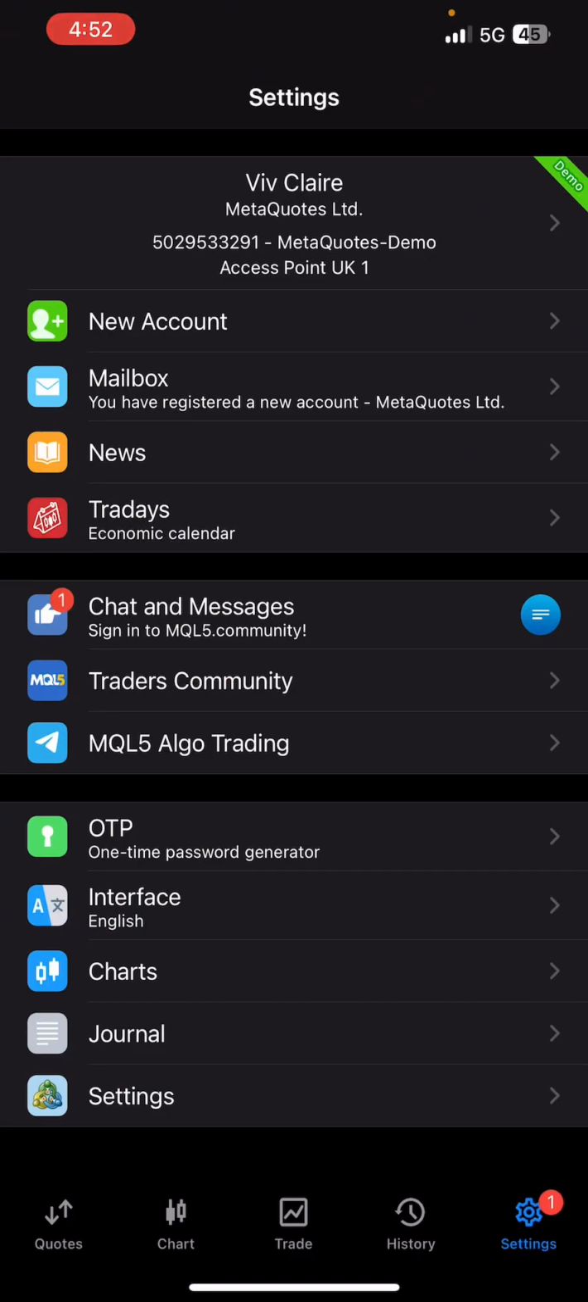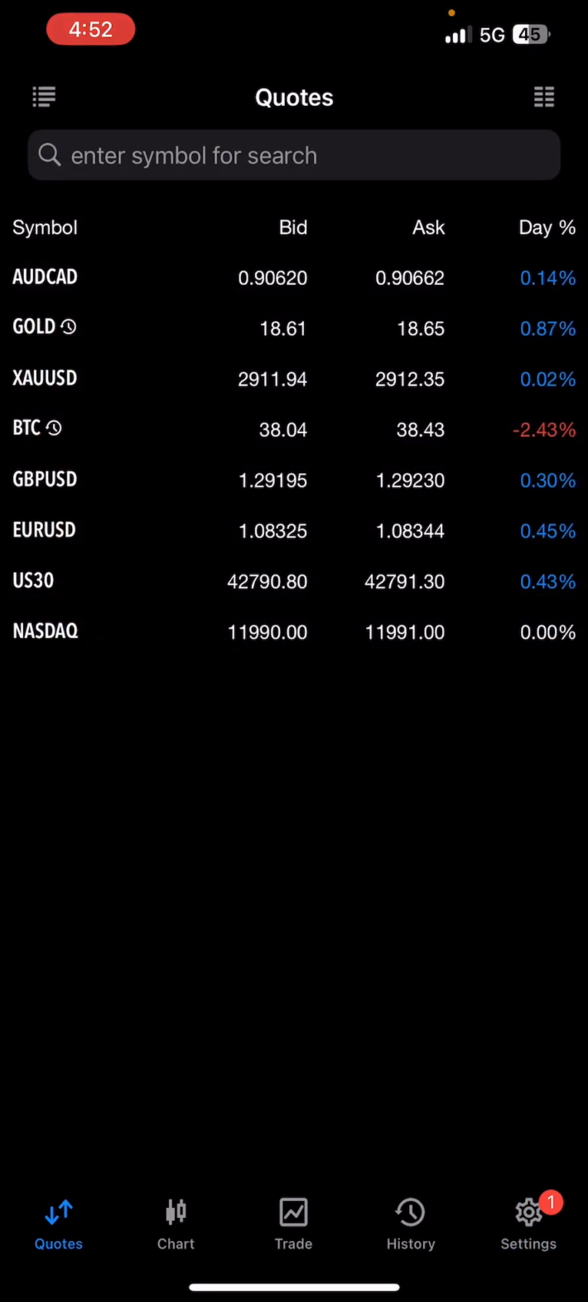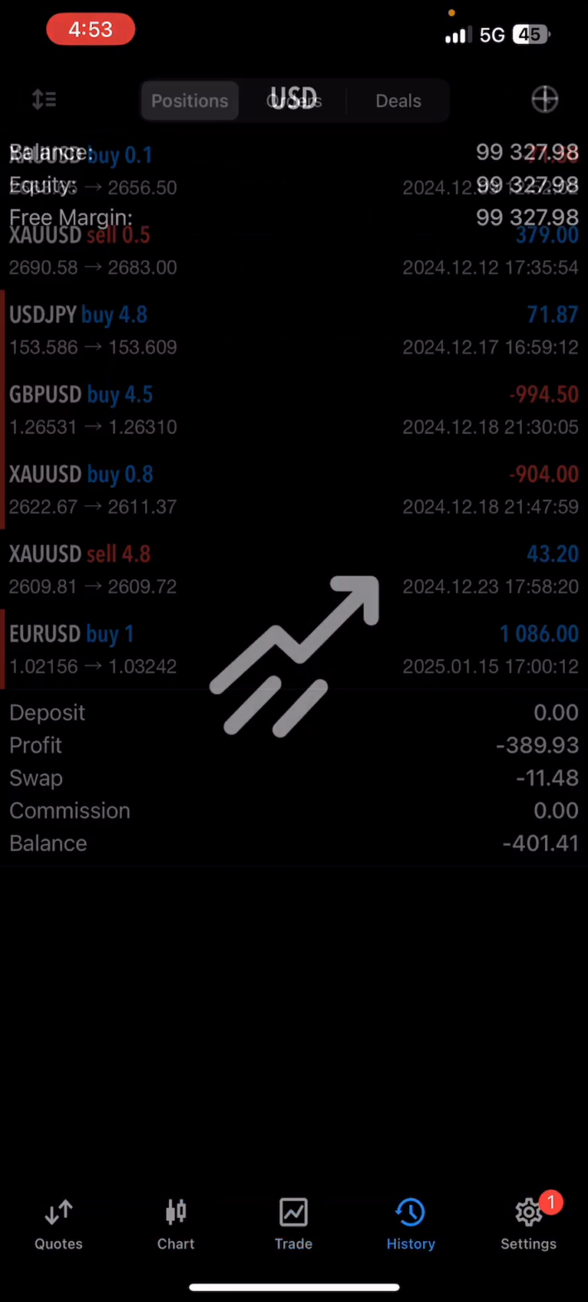Then I think that's basically all you need. You don't need anything here. News, some people do, but you don't need anything else here. But just remember, the most important ones here are the charts, the trade, and the history.